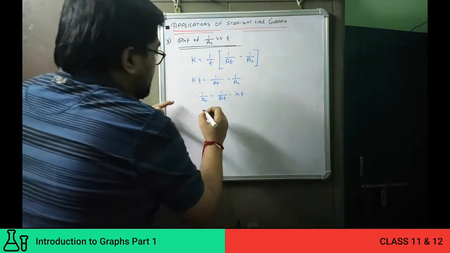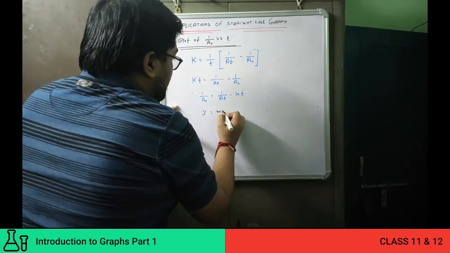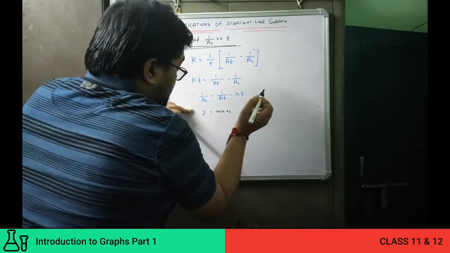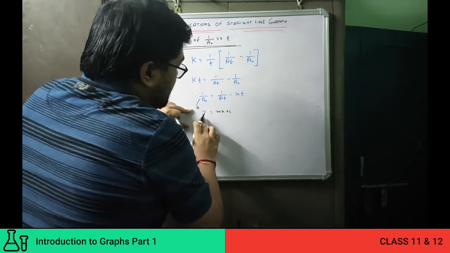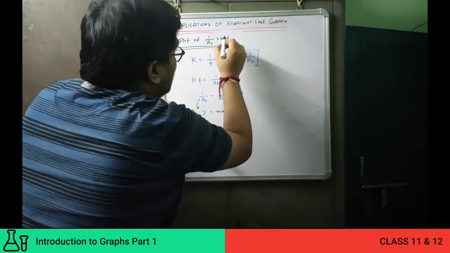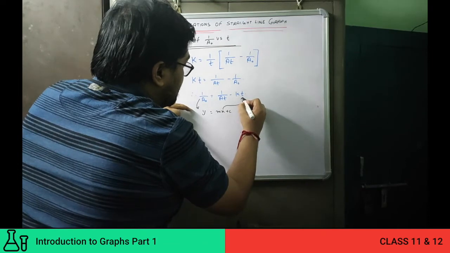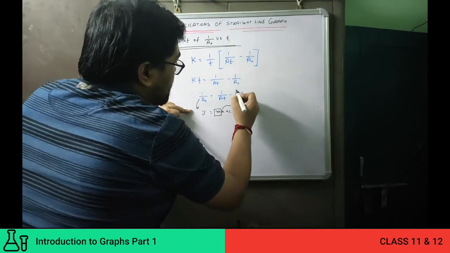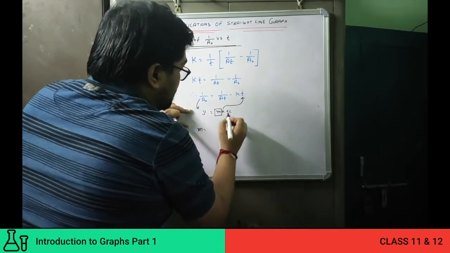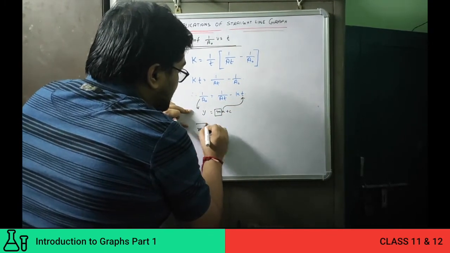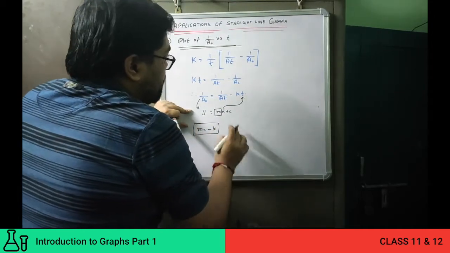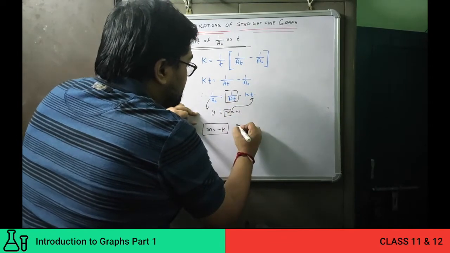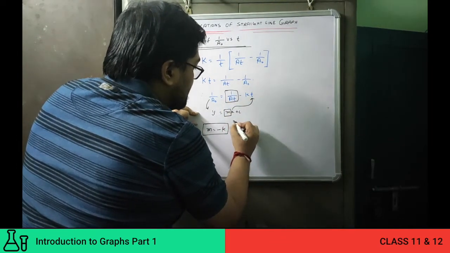Now, if I compare this with y equals to mx plus c, we will consider 1 by A0 as the y-axis, and the x-axis is what? The x-axis represents t. So what will be the corresponding slope? The corresponding slope will be m equals to minus k. Again here the slope is negative. And what will be the value of intercept? The value of intercept is c equals to 1 by AT.